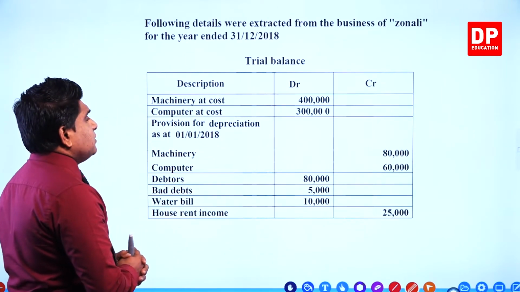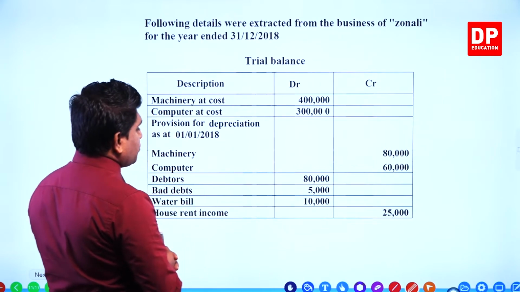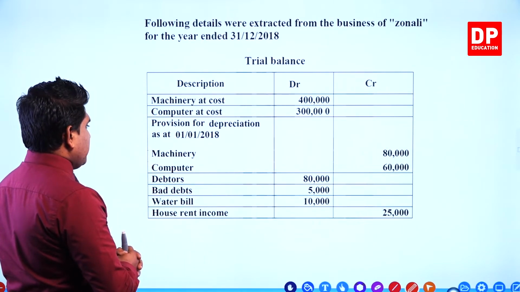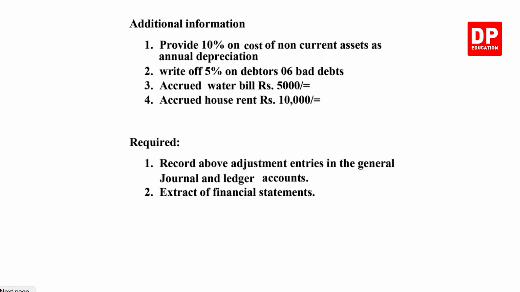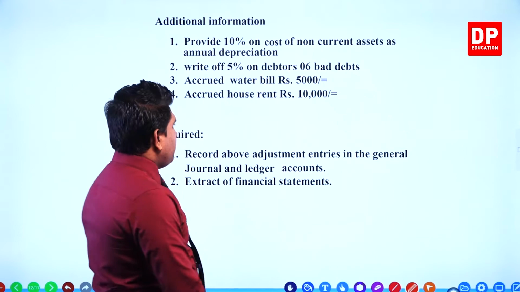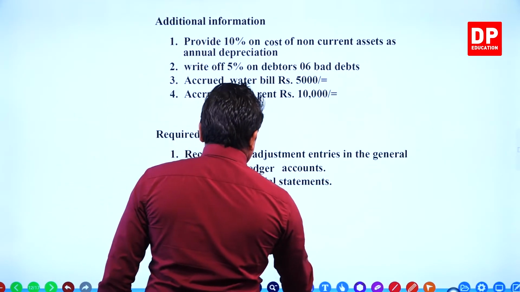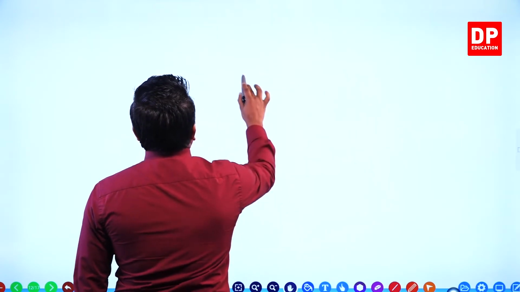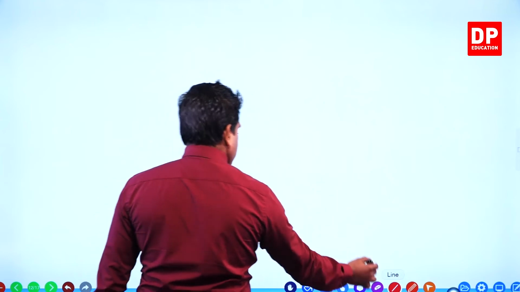Look at here again. You can read one time what are the details provided to us. Right? Okay. Now see what they required. Record the above adjustment entries in the general journal and ledger accounts, and extract of financial statements. Now we have to draw the general journal and ledger accounts.